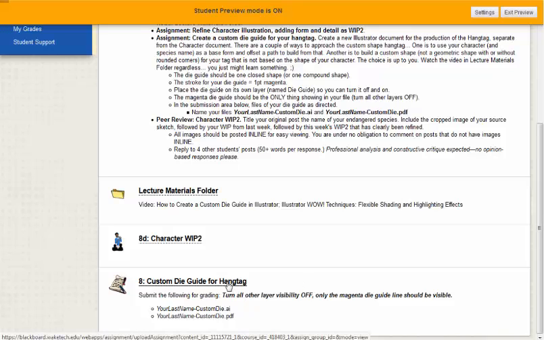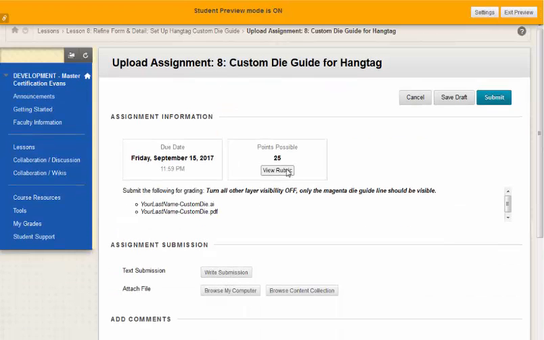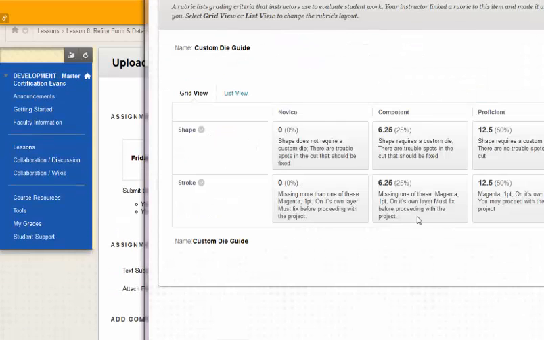Assignment submissions are labeled and instructions are given for naming files. Expectations are defined in the accompanying rubric.